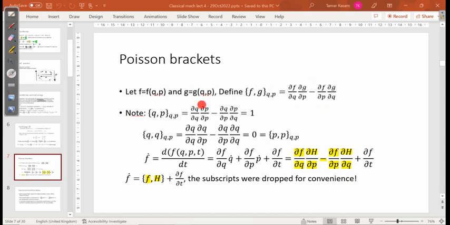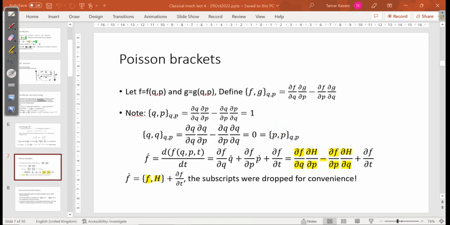But before clarifying the benefit, let us emphasize an important property: the Poisson bracket of q and p is equal to 1. Simply because, substituting f equal to q and g equal to p, you have partial q by partial q equal to 1 and partial p by partial p equal to 1, and the other term, partial q by partial p, is equal to 0. The bracket of q with q, as you could verify, will be equal to 0, and the bracket of p with p will also be equal to 0.